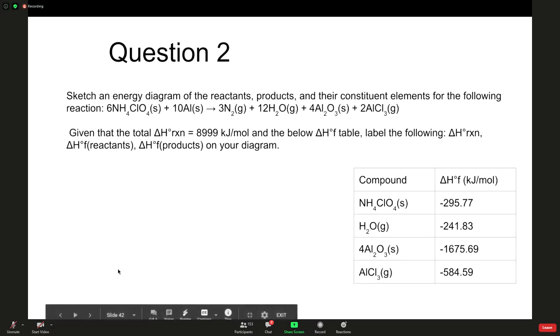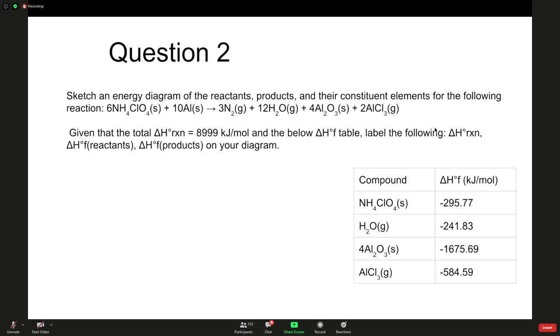Yeah, so the heat of formation of anything that you need to know, they'll give you, and you need to know also that the elemental form is zero. Those are the only heats of formation that you need to remember.